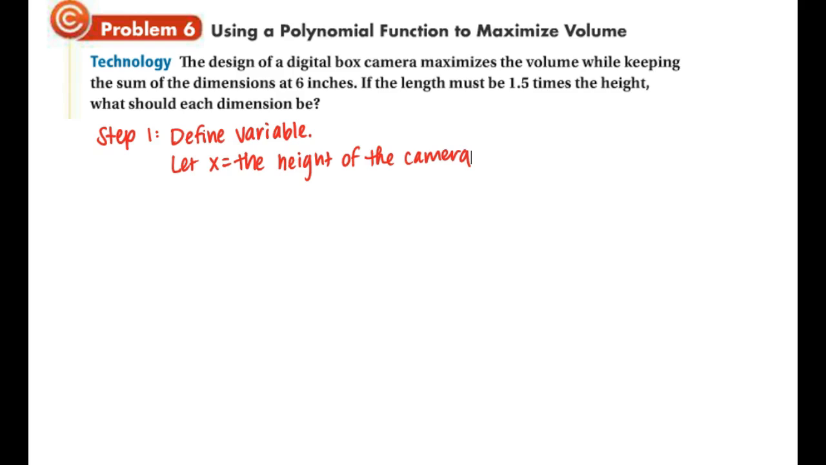In example 6, we're given a real-life scenario where we're going to be using this knowledge. It says the design of a digital box camera maximizes the volume while keeping the sum of the dimensions at 6 inches. If the length must be 1.5 times the height, what should each dimension be? So the first step is to define our variable, and since we're talking about the height, we're going to be using x for the height of the camera.